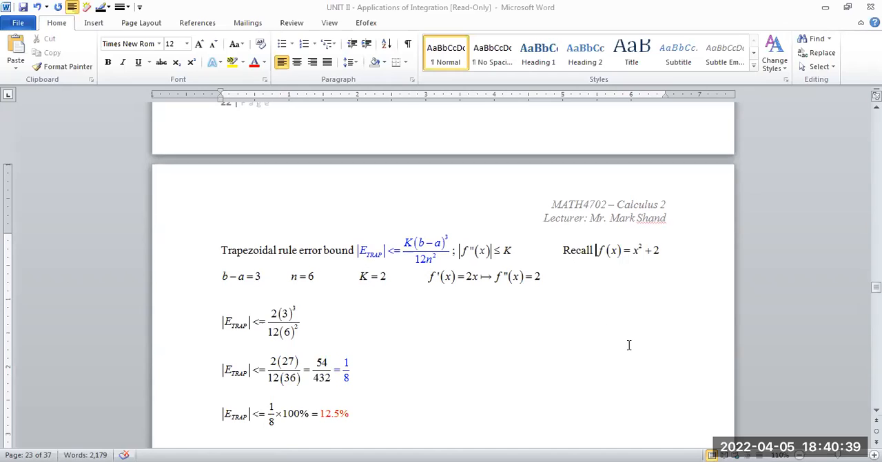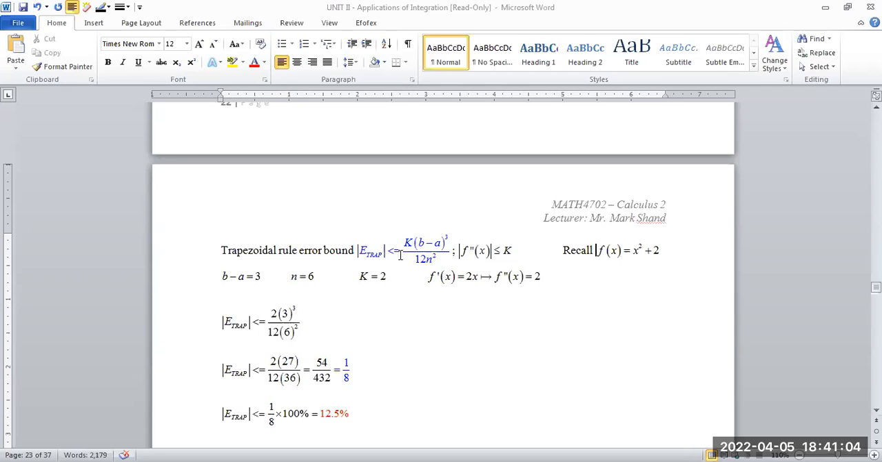Right, so I'm going to recall that. Now my f dash of x, which is my first derivative, is going to be 2x. Can you agree with that? Yes, sir. And my second derivative, differentiating 2x one more time, I'm going to get 2. So that's what the K is.